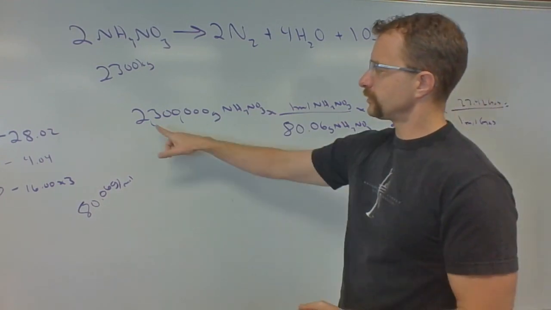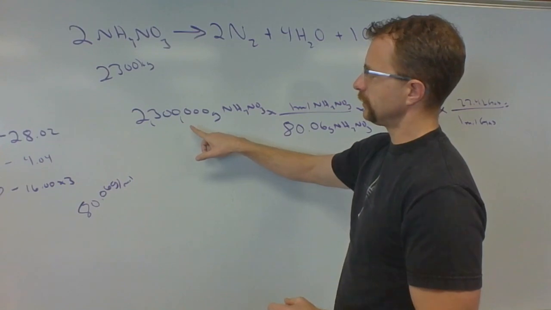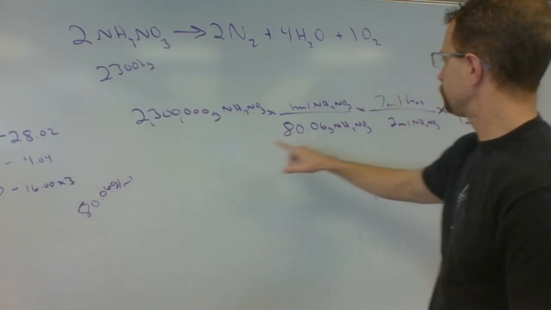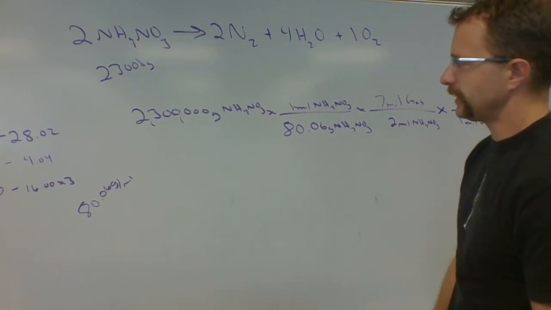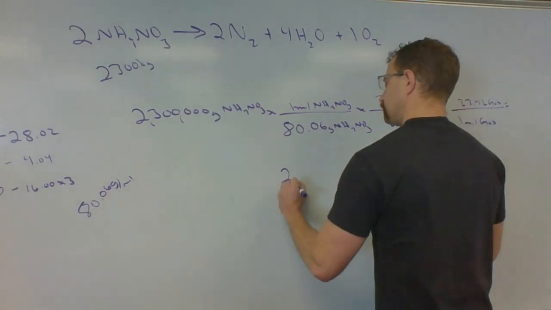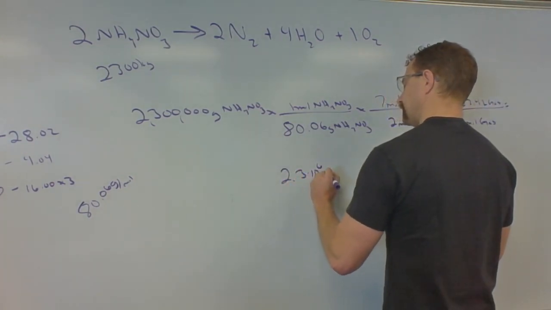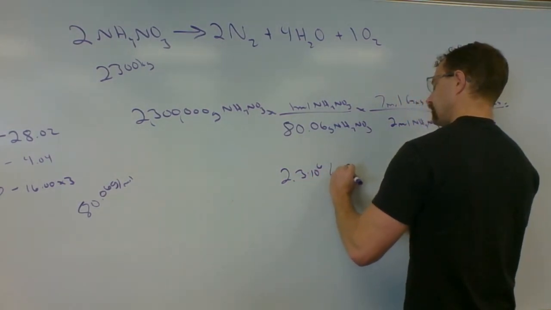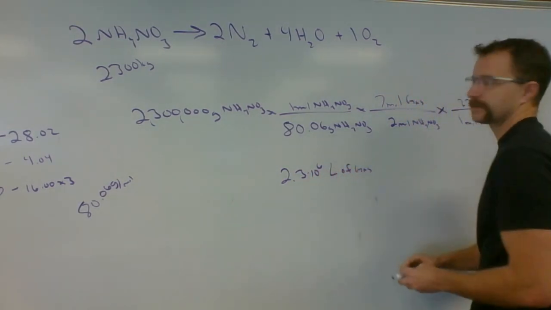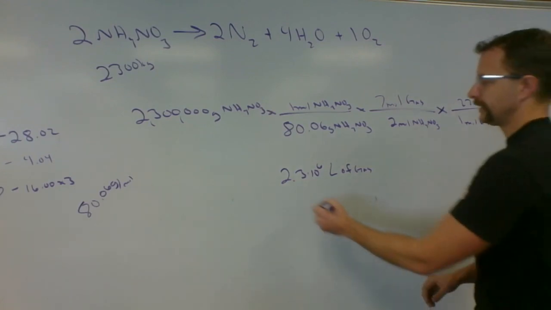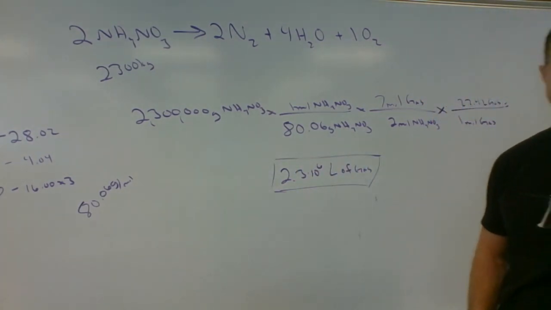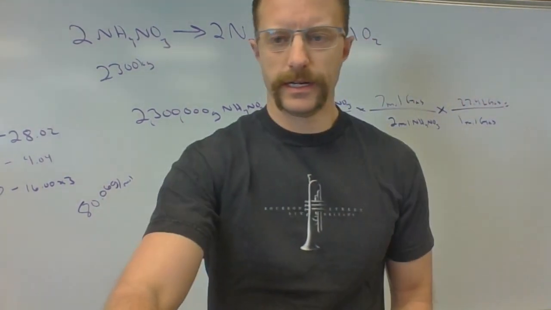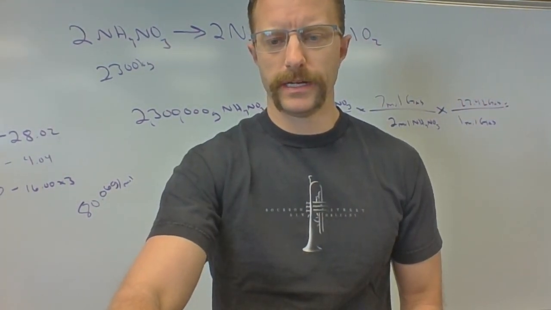Anyway, we've got 2.3 times 10 to the 6th grams times 7 times 22.4 divided by 80.06 divided by 2. That's going to give us 2.3 times 10 to the 6th liters of gas. Just kind of worked out that time. So to 2 sig figs, 2.3 times 10 to the 6th liters of gas. Hopefully that helps. Keep working problems and all that kind of stuff.